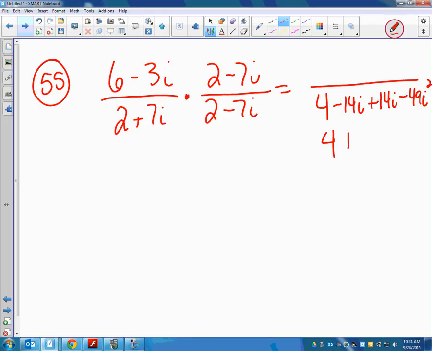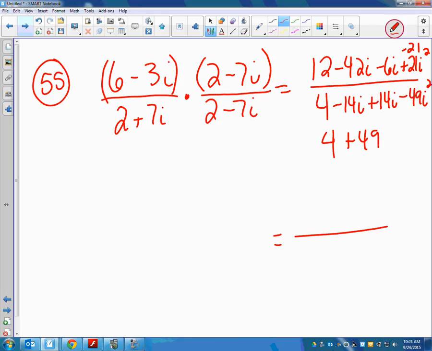So that really becomes 4 plus 49 on the bottom. It's real now. It's no more complex number. On the top, you just FOIL it out. Combine like terms. So you would get 12 minus 42i minus 6i plus 21i squared. i squared is negative 1. So 21 times negative 1 is really minus 21.